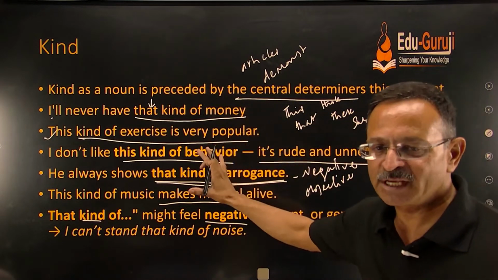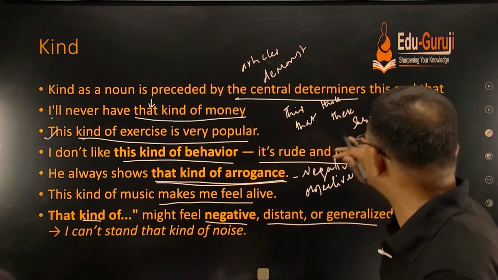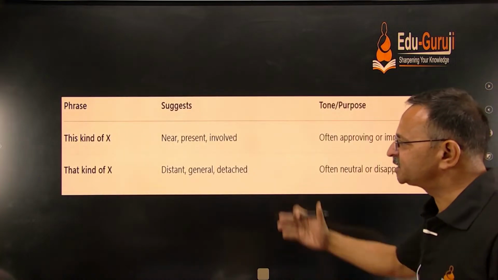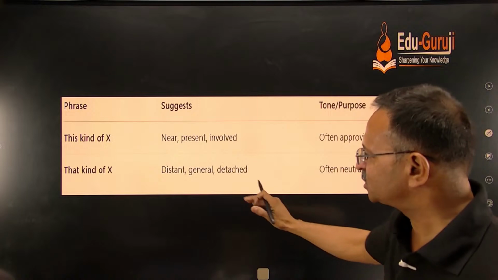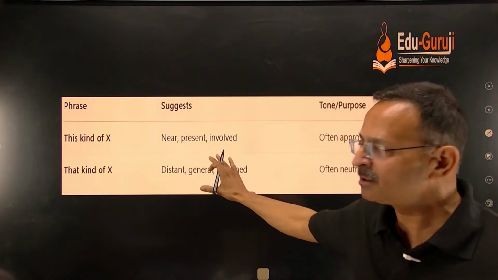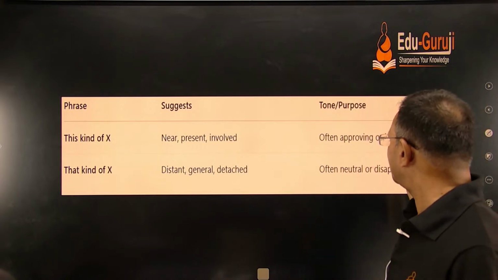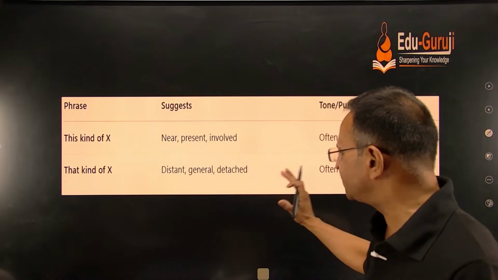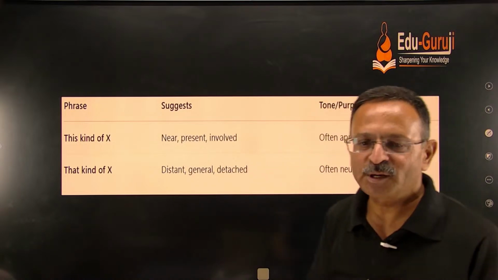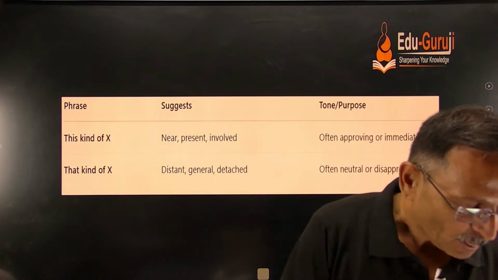And now we are using kind as a noun, not as an adjective. So this is the difference between the phrase suggest and tone of purpose. So this kind is talking about the near, present, involved. Then it is often approving or immediate. And then that kind of means distant, general, detached. It is neutral or disapproving. I hope it is clear to everyone.